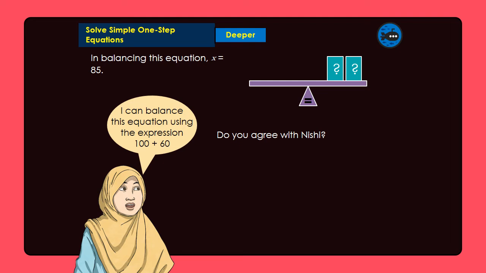So in balancing this equation, we can see that x equals 85. And Nishi says, I can balance this equation using the expression 100 plus 60. Do you agree with Nishi? Pause the video here and write down your answer.